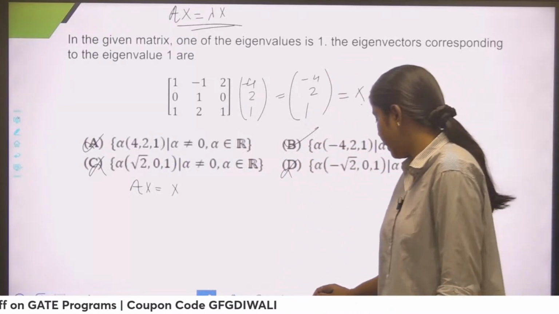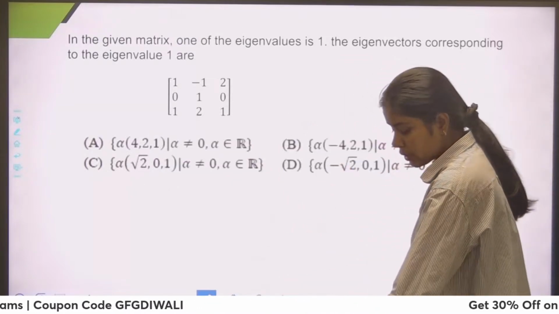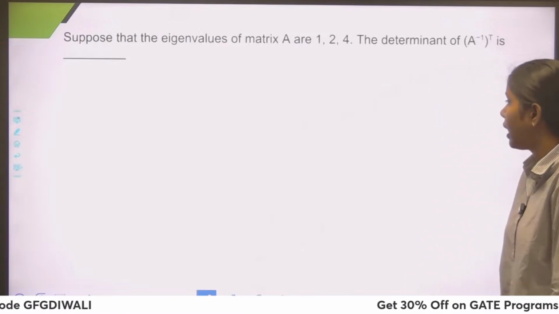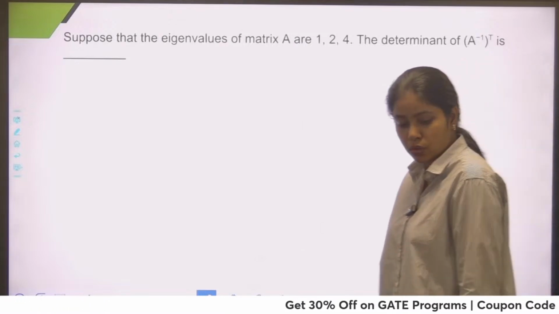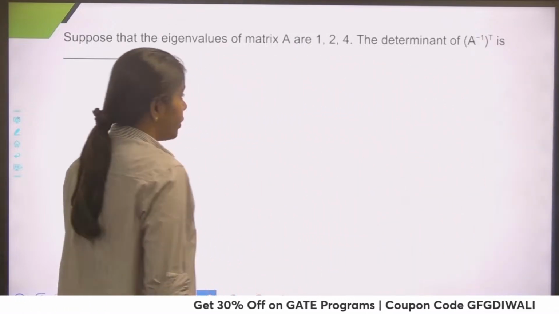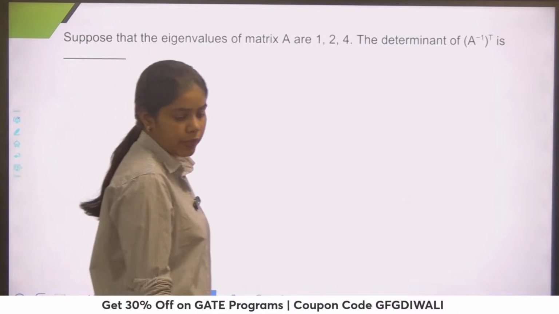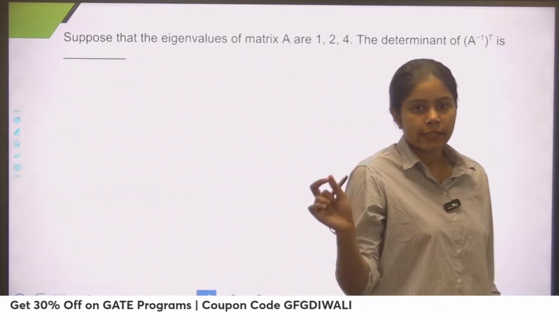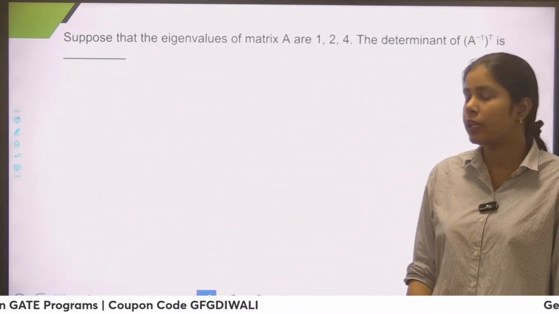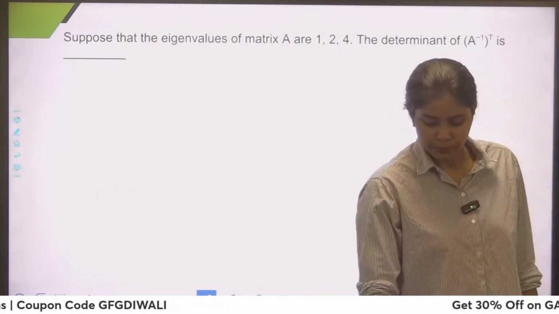Okay, so yeah, now let's see the next question. So this is the next question I have here: suppose that the eigenvalues of A are 1, 2 and 4. Then you have to find the determinant of A inverse transpose. So this is simple. You just have to let me know what is the determinant of A inverse transpose.